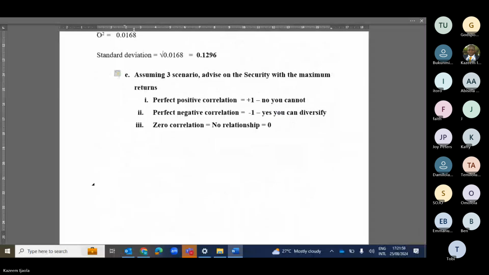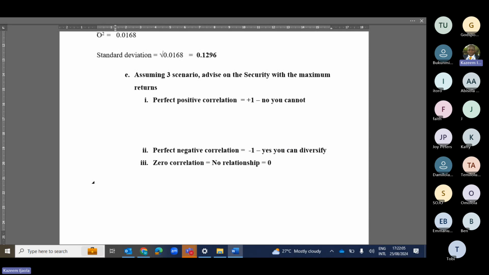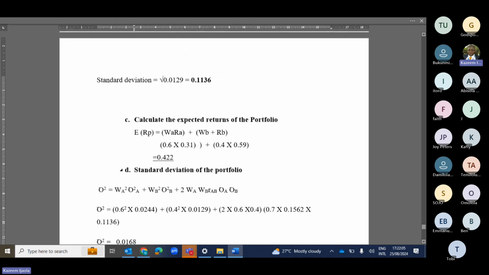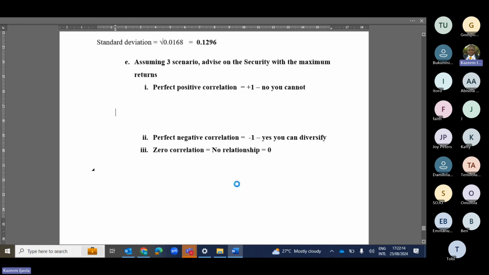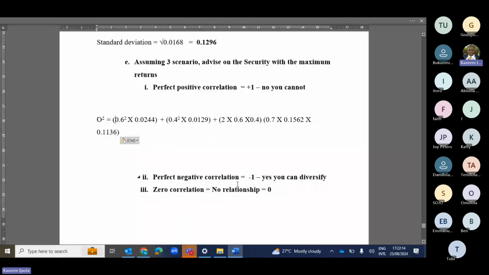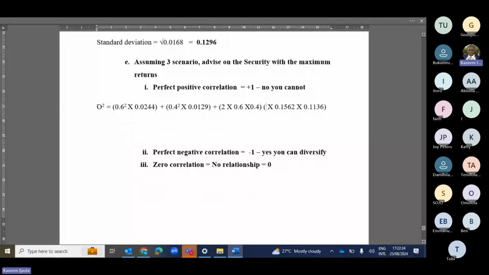So for perfect positive correlation now, don't even waste your time here. Just copy this formula you have here, the formula for standard deviation, and paste it here, where you have your correlation. You know our correlation is 0.7, they gave us. Please change it to 1. There are two formulas. This is the first one you can use.